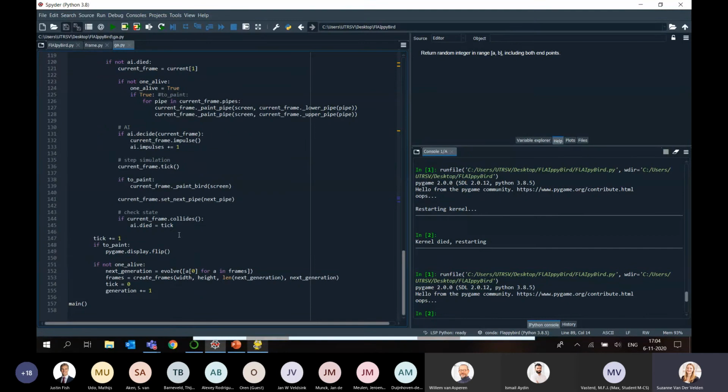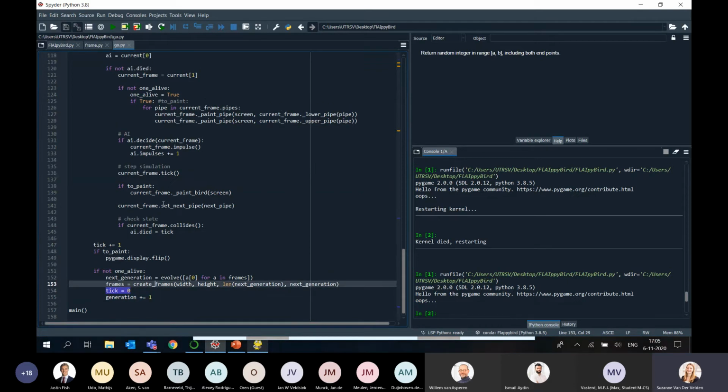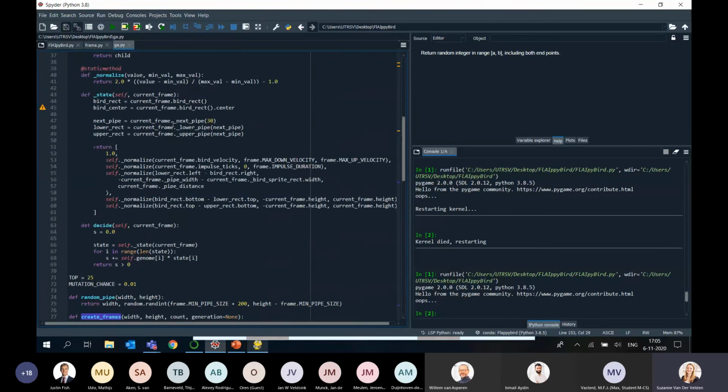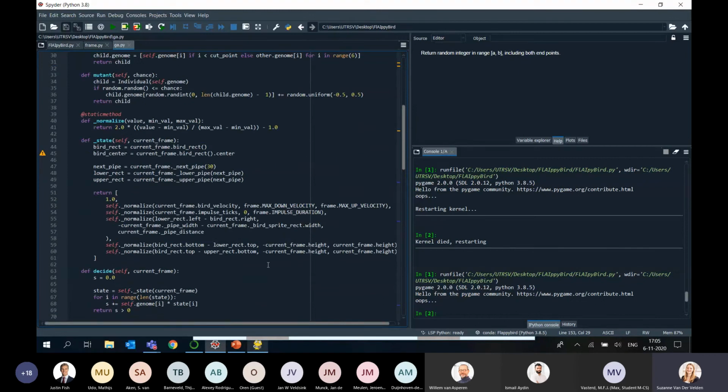So after that, we have our next generation of evolved genomes, and after that we will create the new frames with the same width and height we've just had, but then we don't get a random initiation, we'll use the generation we have created now, and that will be our new frames. We'll set the tick again to 0, and then we'll add 1 to the generation, and then the whole thing starts again. Are there so far any questions, maybe?